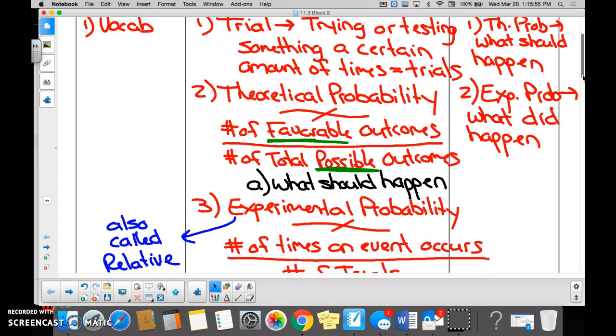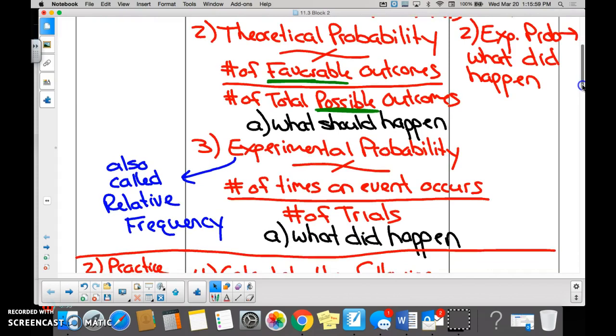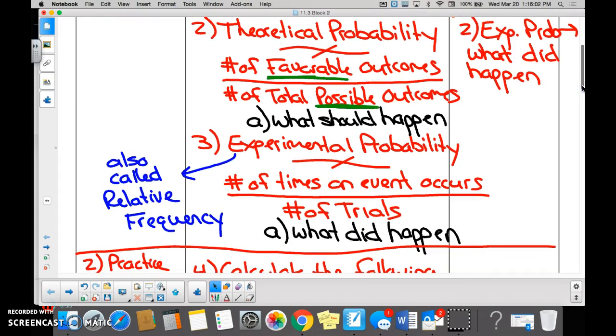Okay, and then experimental probability on the count of 3. I would like you guys all to recite that formula because it's a new formula. 1, 2, 3. So the number of times something happens or an event occurs over the number of times you do it, or the number of trials. Another name for experimental probability is what, you guys?